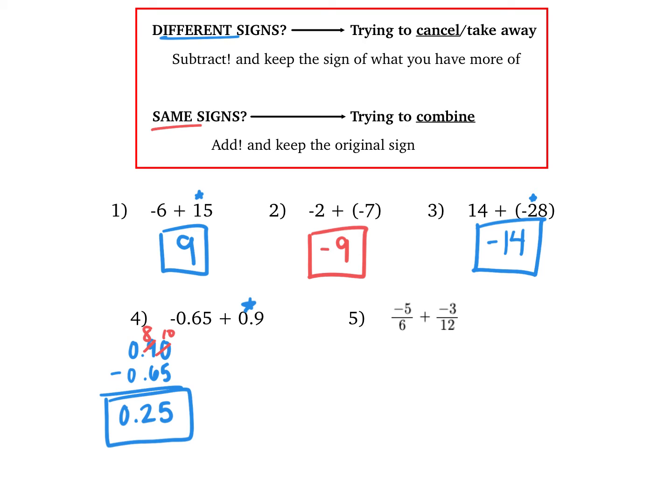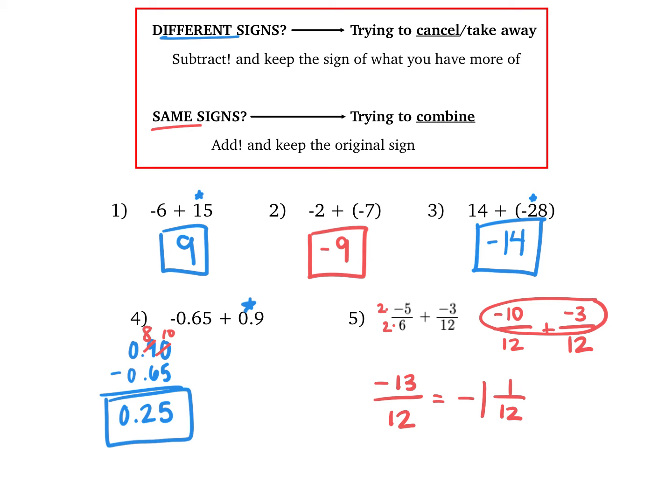And number 5, I see two negatives, so those are the same signs. The extra process with fractions is to get common denominators. So I'm just going to change the 6ths to 12ths, so I'm going to multiply everything by 2, and I get a negative 10 twelfths plus a negative 3 twelfths. From there, I'm really focused on these numerators. I see that they're both negatives, so I'm going to add those together to get a negative 13 twelfths. Or if you prefer a mixed number, that would be the same as negative 1 and 1 twelfth.